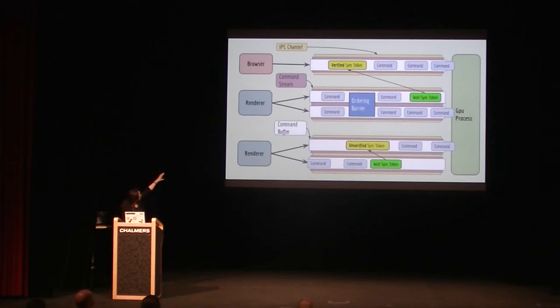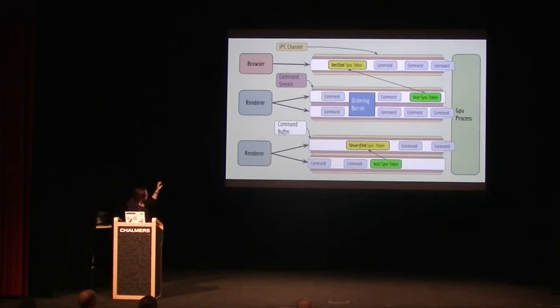In the top one, you have one IPC channel that has one command stream, which has one command buffer. But you can have several command buffers inside of one command stream, or you can have several command streams inside of one IPC channel. Depending on where you are and what your scenario is, you have different kinds of synchronization. The easiest is if you only have one command buffer. There's no need for synchronization, because commands will be read and executed sequentially.